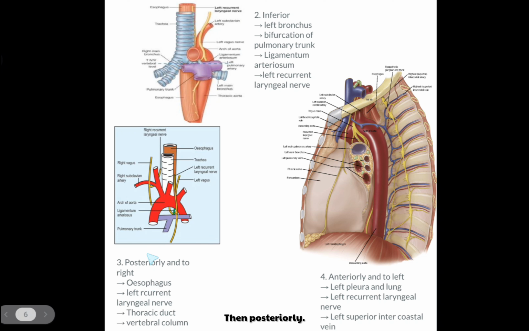Then posteriorly, you can see this is our arch of aorta. Posteriorly you can see the esophagus, the thoracic duct, and behind this there is the vertebral column, and also you can see the left recurrent laryngeal nerve. Okay, now anteriorly we have the left pleura and the lung, and you also have the superior intercostal vein. So the superior intercostal vein is also located anteriorly.